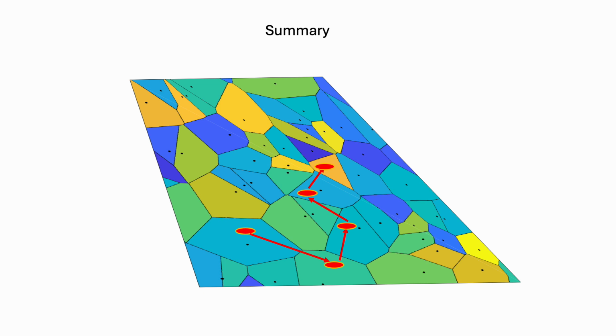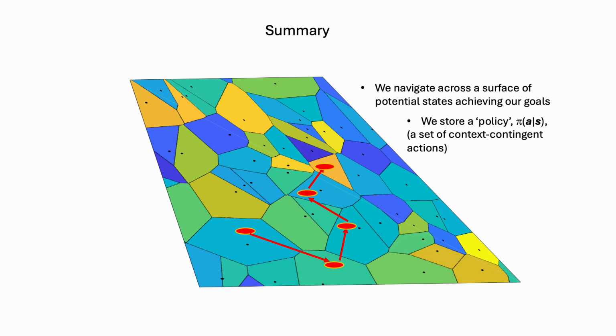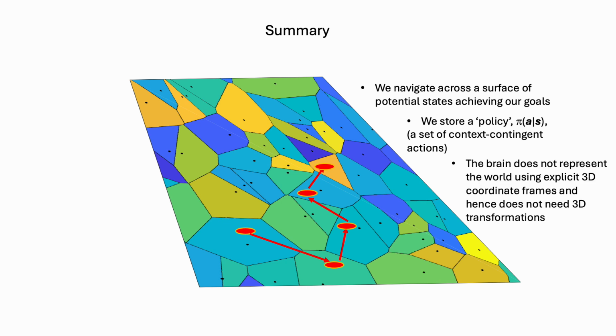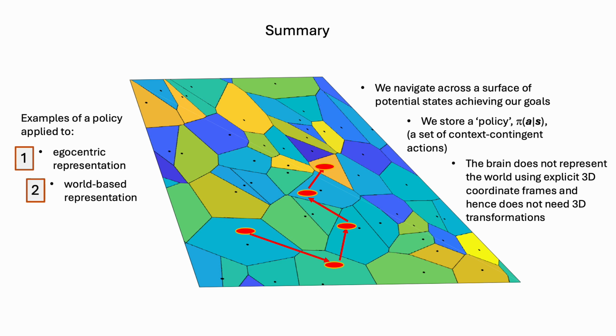So here's a preview of my final slide, just so you know where we're heading. These are things we've said already. We navigate across the surface of potential states using a policy and not 3D coordinate frames. And I'm just going to illustrate that with three cases. One is to talk about egocentric representation. How does that relate to this idea that we're talking about? World-based representation, again, how does it relate to a policy? And finally, processing of object flow.